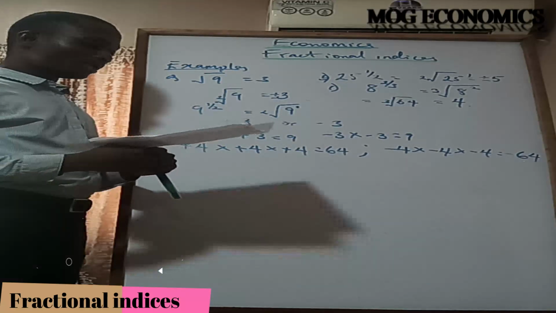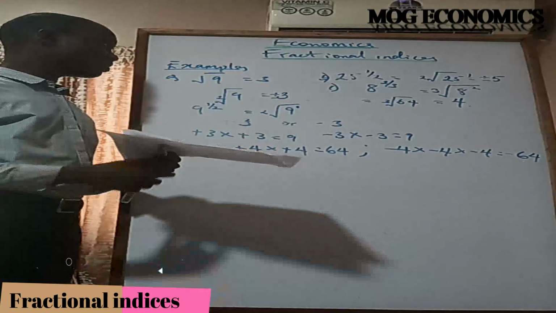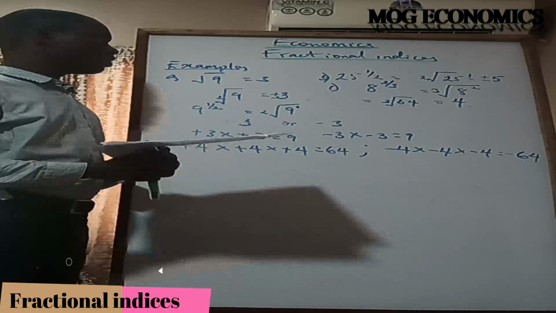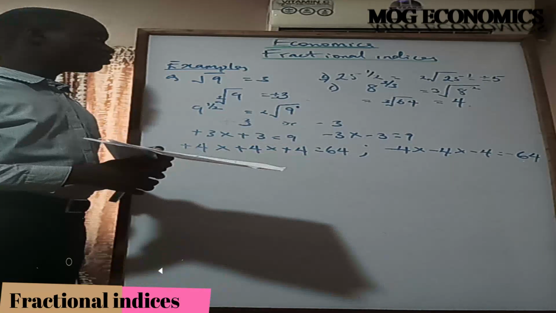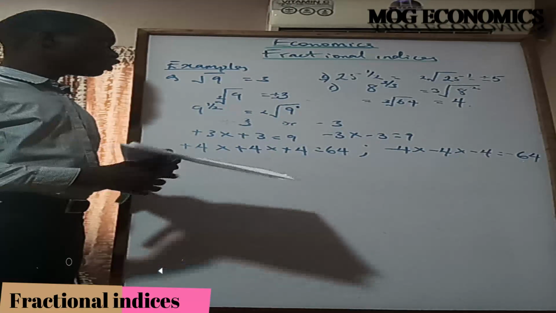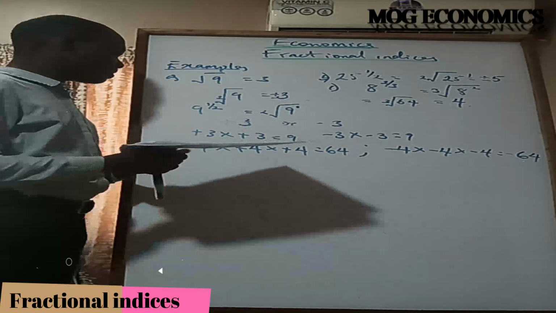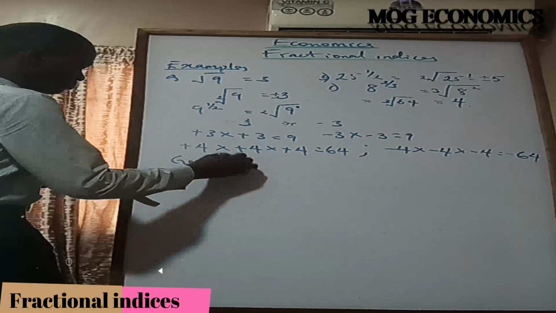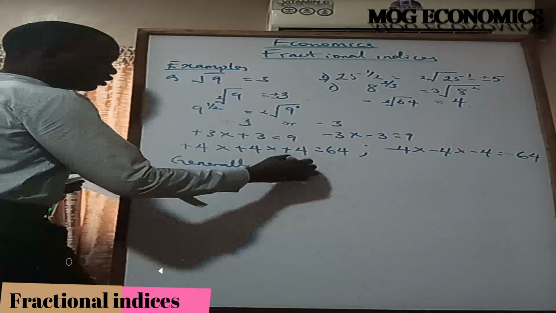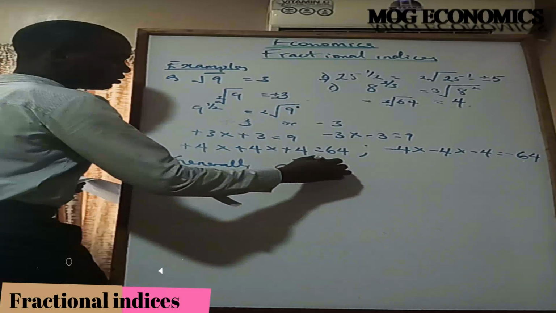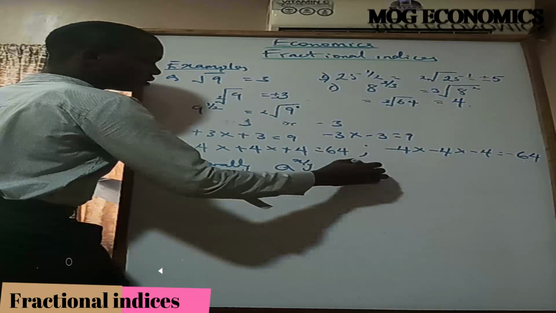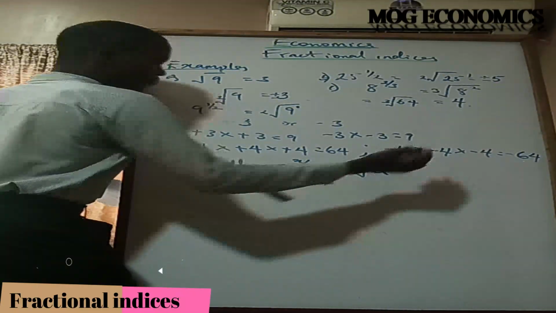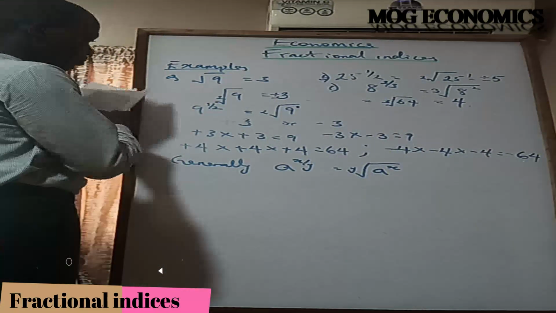So from there we'll now begin to look at the general thing about it. 8 to the power 3, like I said, the answer is 4. So any other thing that you guys want to do, just apply this particular principle. So generally speaking, A raised to the power x over y equals the y-th root of A raised to the power x. So that's it, generally speaking.